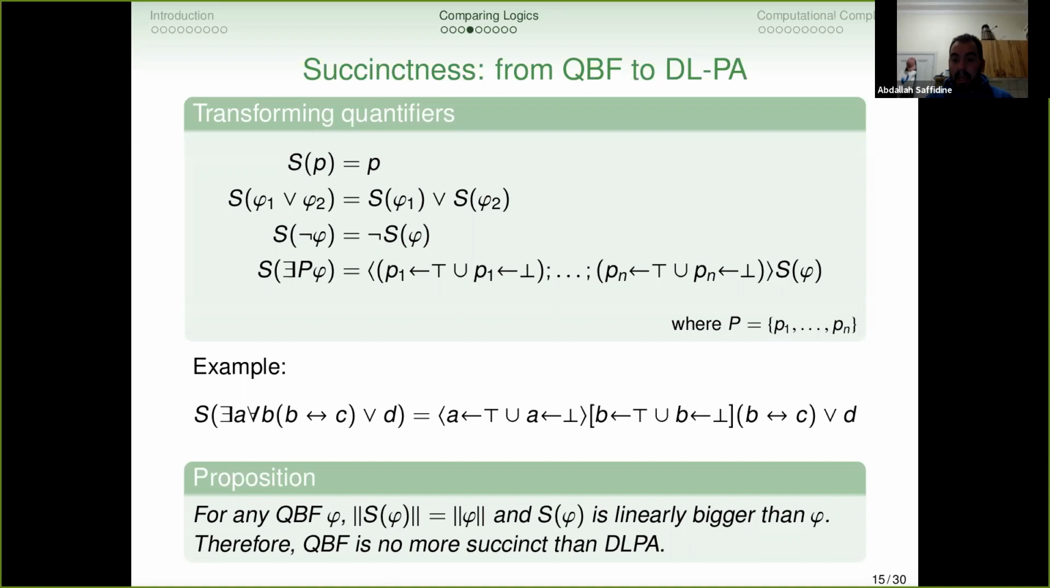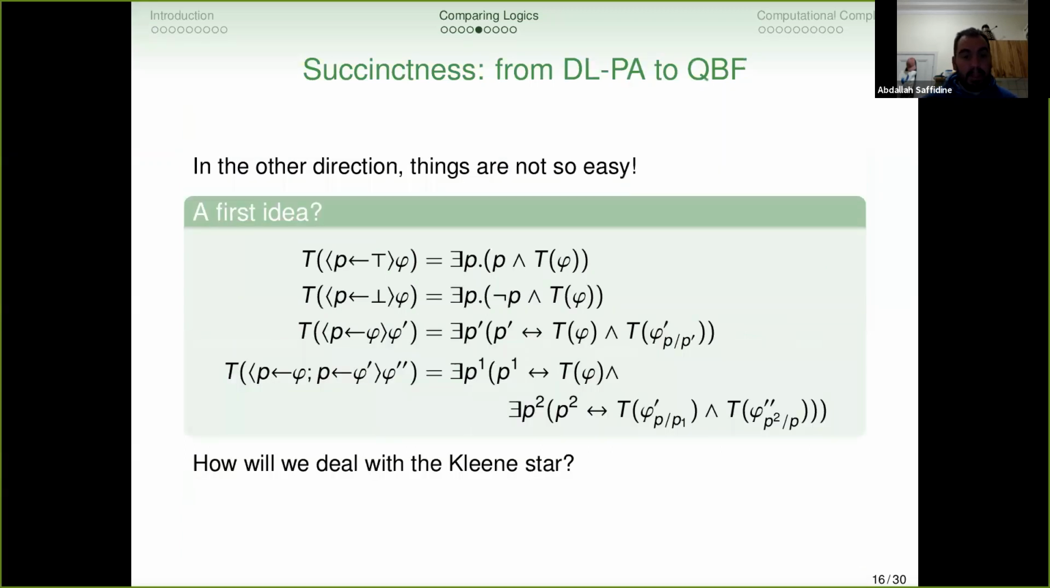And that's it. If we apply it to this example formula, there exists an A such that for all B stuff, well, I can have diamond of A receives top or A receives bottom, and then box, the universal B receives top or B receives bottom. So that means for any way of interpreting, of executing this, the subformula will hold. And this transformation is, well, it's only a linear factor. So we can conclude that QBF is no more succinct than DLPA. In the other direction, it's a bit more complicated.